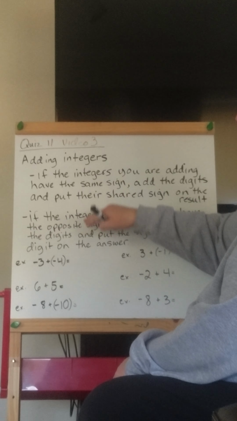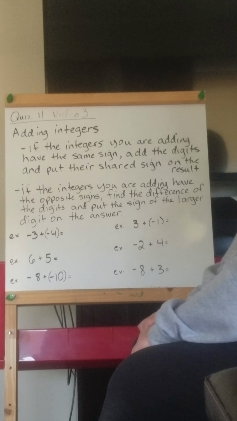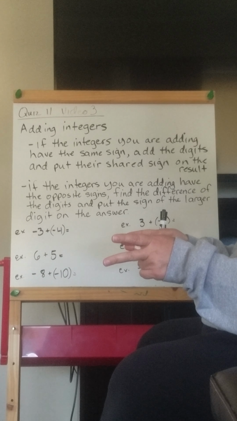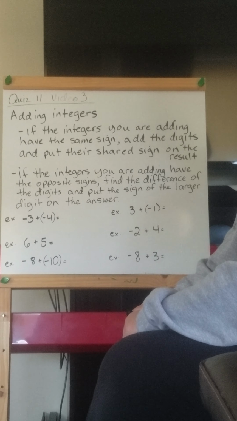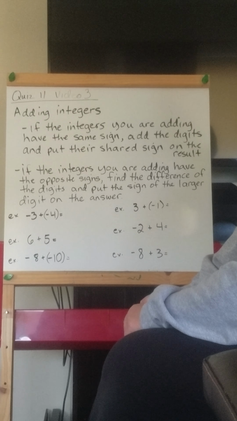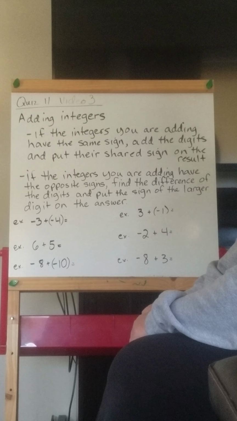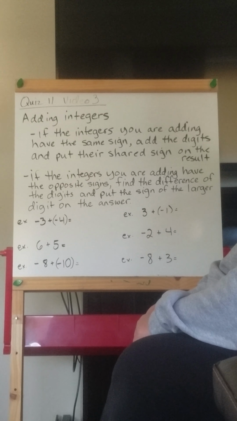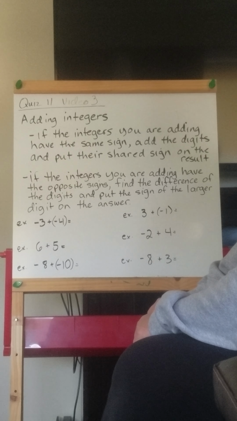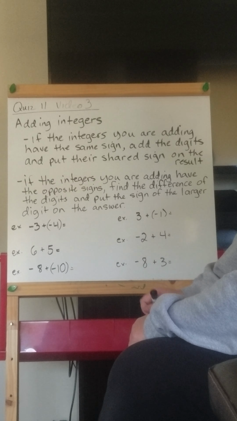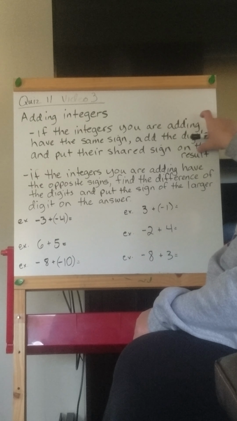We have two choices. If the integers that you're adding have the same sign, so either they're both positive numbers or they're both negative numbers, you want to add the digits and put the shared sign onto your answer. So if you're adding two negative numbers, your answer is going to be negative. If you're adding two positive numbers, your answer is going to be positive. Okay, now that's one possibility.